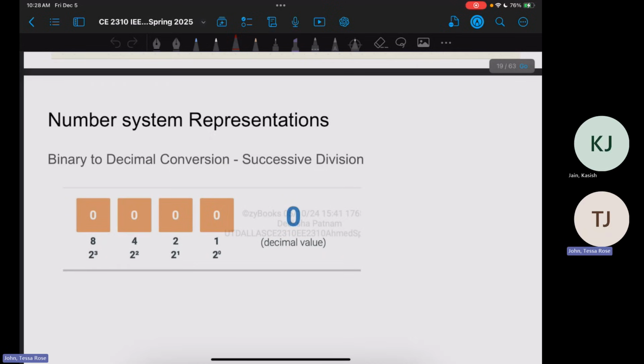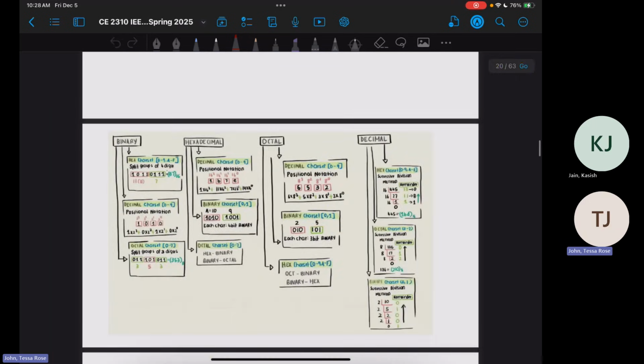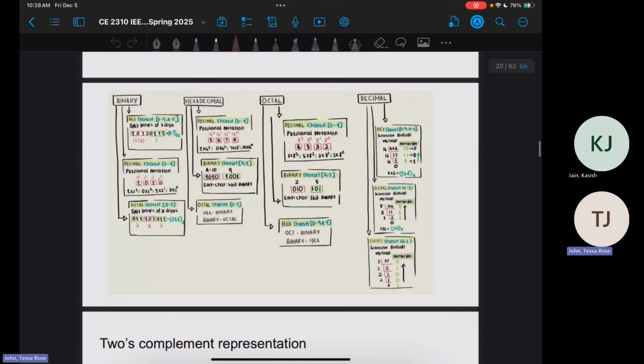Okay. Number system representation. This is when you're converting from binary to decimal. Since it's base 2, you just do 2 to the power of 3, 2 to the power of 2, 2 to the power of 1, 2 to the power of 0 to get the value. One thing to remember is that it starts at 0 and it goes this way. I always got confused because I would start at 2 to the power of 1 instead of 2 to the power of 0, but you always have to start at 2 to the power of 0 and then go that way. This is just a summary of how to convert each one. Do you guys have any questions about that, or it's pretty straightforward?